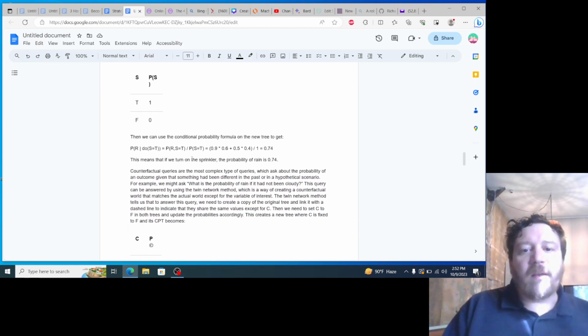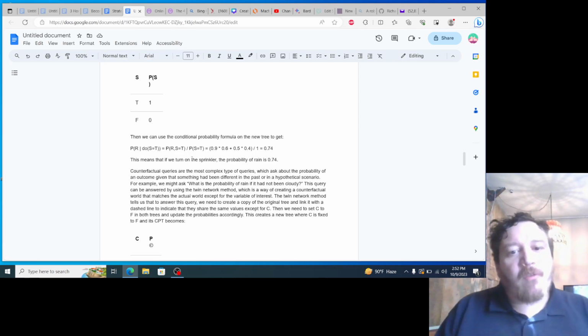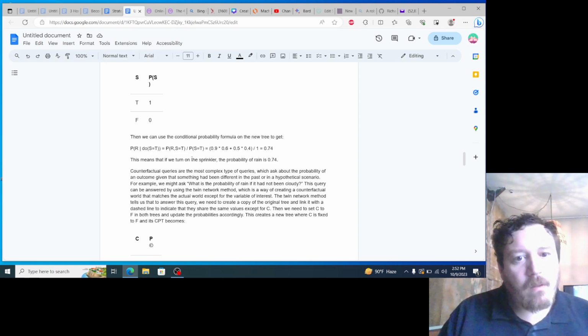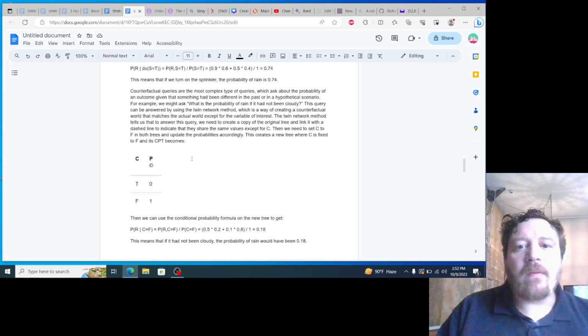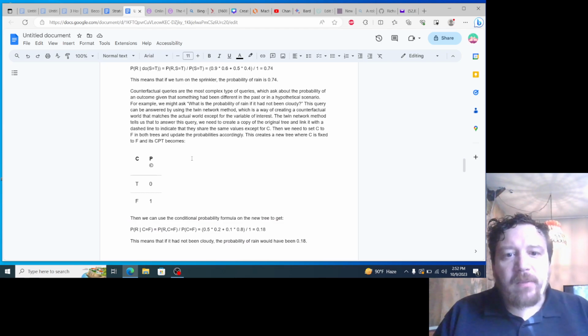Then we can use the conditional probability formula on the new tree to get a complex equation that multiplies our true-false statements and then gives us a final output number. This means that if we turn on the sprinkler, the probability of rain is 0.74. Counterfactual queries are the most complex type of queries, which ask about the probability of an outcome given that something has been different in the past or in a hypothetical scenario.